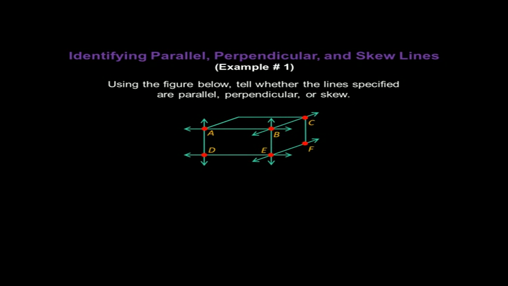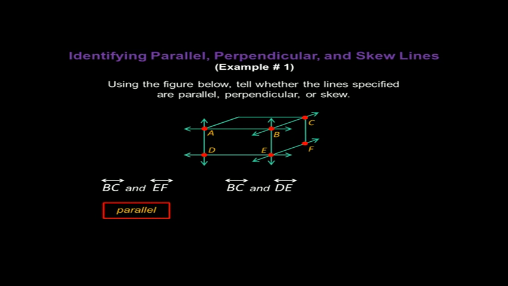Let's take a look at some examples. Using the figure below, tell whether the lines specified are parallel, perpendicular, or skewed. Let's consider line BC and EF. Let's identify where they are on our figure. There they are. What can you tell me about those two lines? Those lines are parallel to each other.